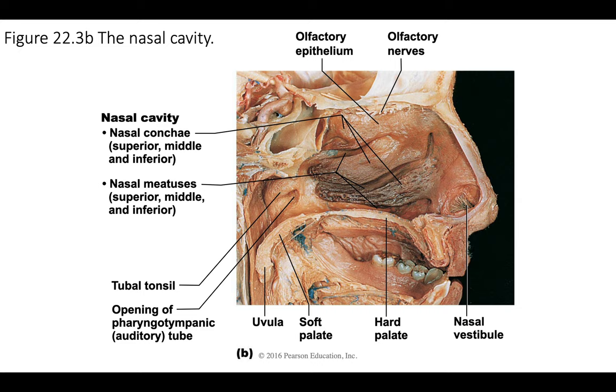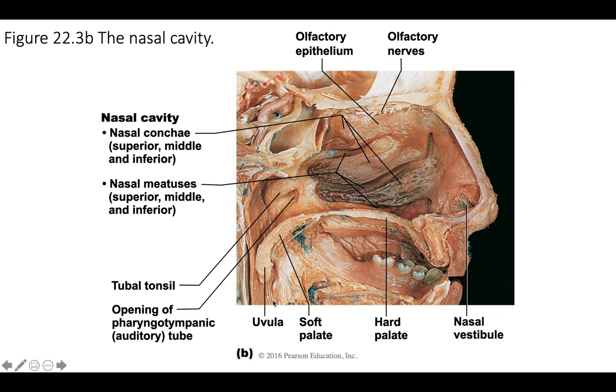And here's another photograph that shows us a sagittal dissection of a cadaver. Again, you can see these are the conchae, the nasal conchae over here. You can see the superior, middle, and inferior. And then you can see the meatus, the inferior, middle, and then superior nasal meatus that are present. And again, here's that uvula. And again, as food enters the mouth and it goes posterior, this is going to help push it downwards.